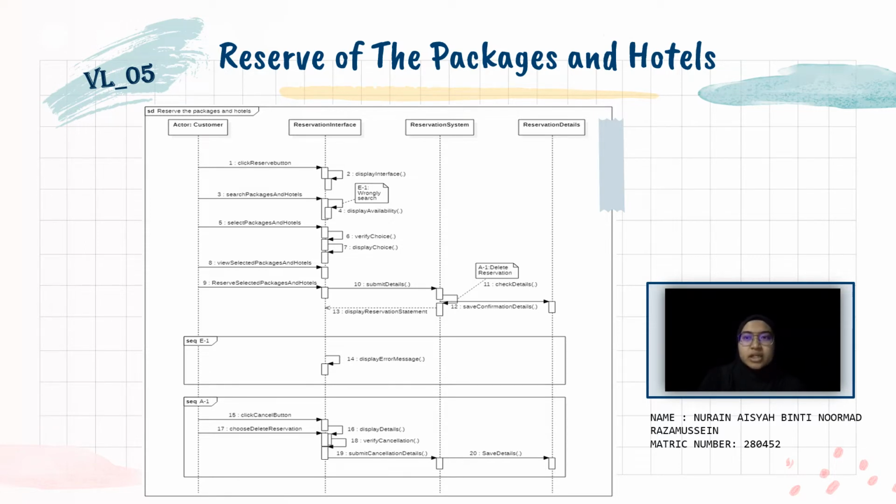So in E1, which is wrongly search, the boundary will display an error message. And for the A1, the customer needs to click the cancel button, and after clicking cancel, the boundary will display details, and the customer needs to choose delete reservation. The boundary will verify the cancellation and send to control, which is submit cancellation details, and then from control it will go to the entity to save the details that have been made. So I think that's all from me. I will pass to the next presenter for the communication diagram. Thank you.